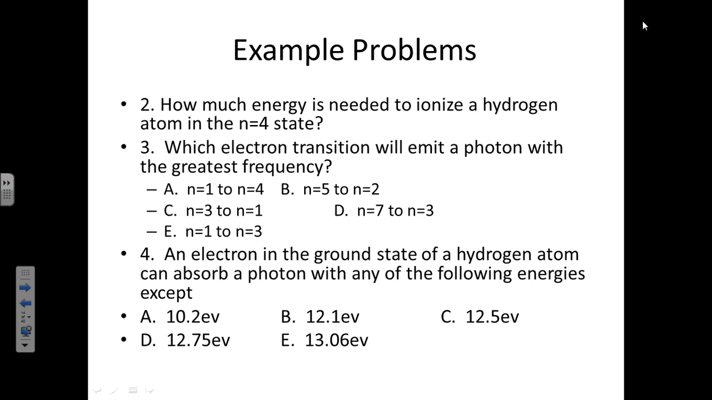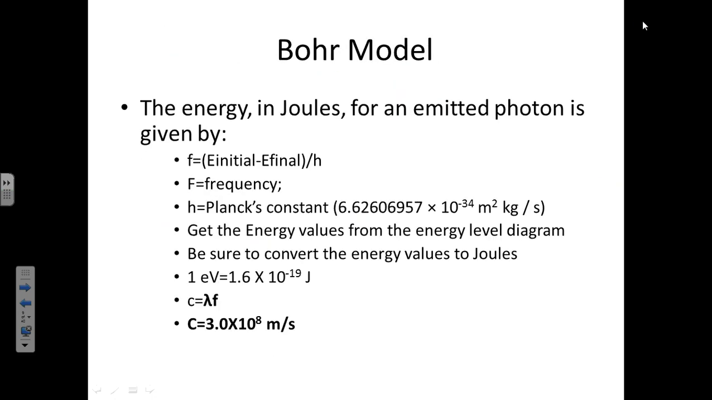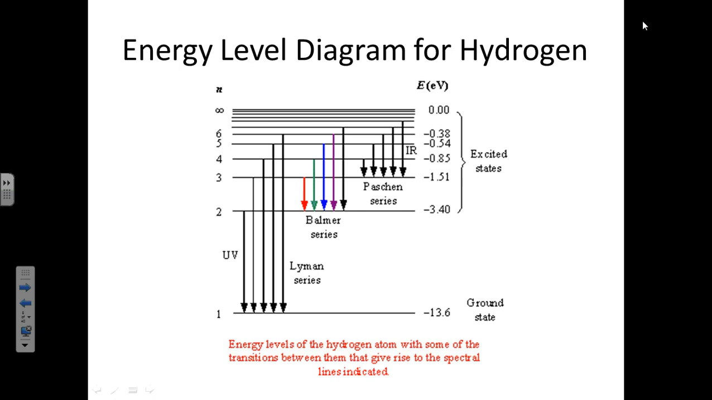All right, let's look at a couple more of these questions real quick. I think we went over some of these last time. But number 2, how much energy is needed to ionize a hydrogen atom in the N equals 4 state? What's ionize mean? To make it not just go to a different state, to make it lose it altogether, to make it shoot out, give off that electron. And it turns out that amount of energy is equal to the amount of energy that an electron has in that level.